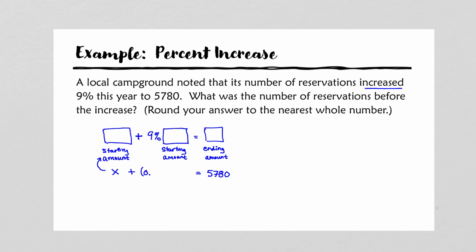So our equation simply becomes, if we let X be our starting amount, X plus, and then we convert 9%, so 0.09 times our starting amount X equals 5,780. Remember, X is the same thing as 1X, and so we can combine on the left side 1X plus 0.09X and get 1.09X equals 5,780. To finish solving, we simply divide both sides of our equation by 1.09.